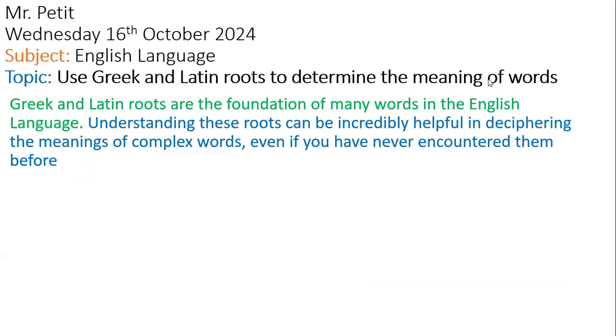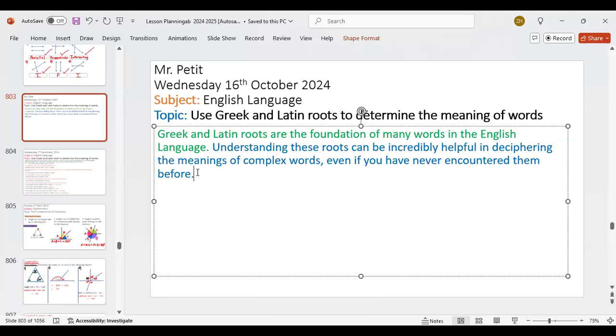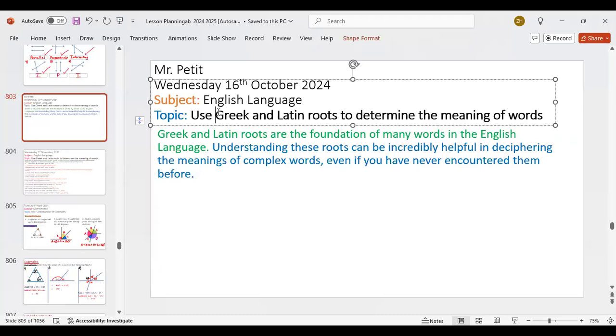I will read it. Go ahead, Shekinah. Start from the top. Using Greek and Latin roots to determine the meaning of words. Greek and Latin roots are the foundation of many words in the English language. Understanding these roots can be incredibly helpful in deciphering the meaning of complex words, even if you have never encountered them before. Very good. So why is it important for us to understand the Greek and Latin roots of these words? Why is it important for us to know?